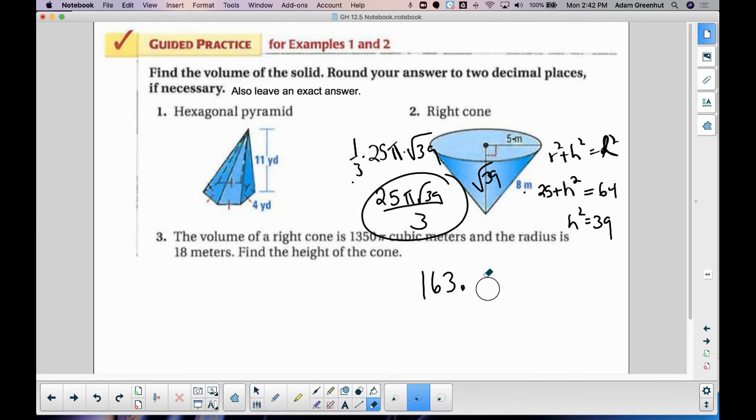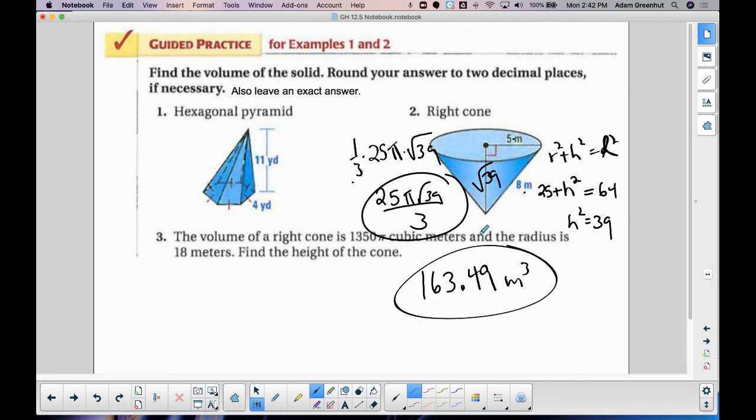Boy, this is going to be a good recording, folks. Not starting over. Meters cubed. 25 pi. I'm checking myself again because I'm on a roll of not doing well with these answers. I like it. So there's number 2.